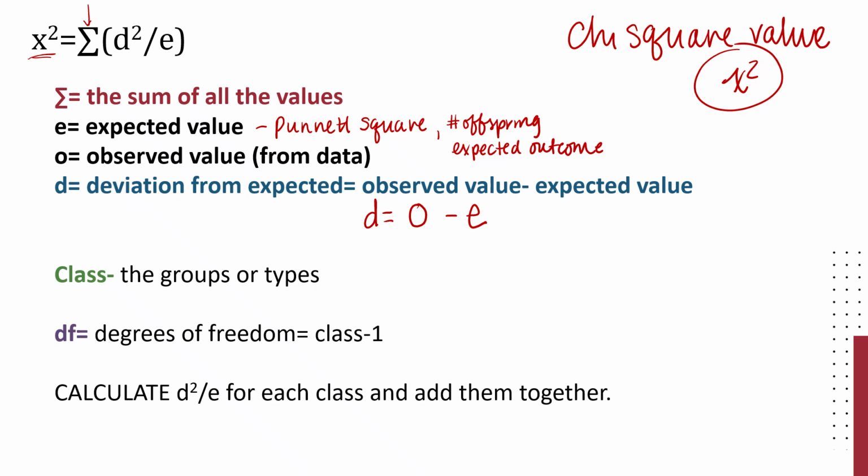Again, we've got a nice little table for you. In order to figure out if our chi-squared value is significant, we need to know the number of classes, which is the number of possible outcomes. From that, we also need to know something called the degrees of freedom. Degrees of freedom are equal to your number of classes minus 1. This sum value says that we're going to calculate all of our d squared over e values and then add them all together.